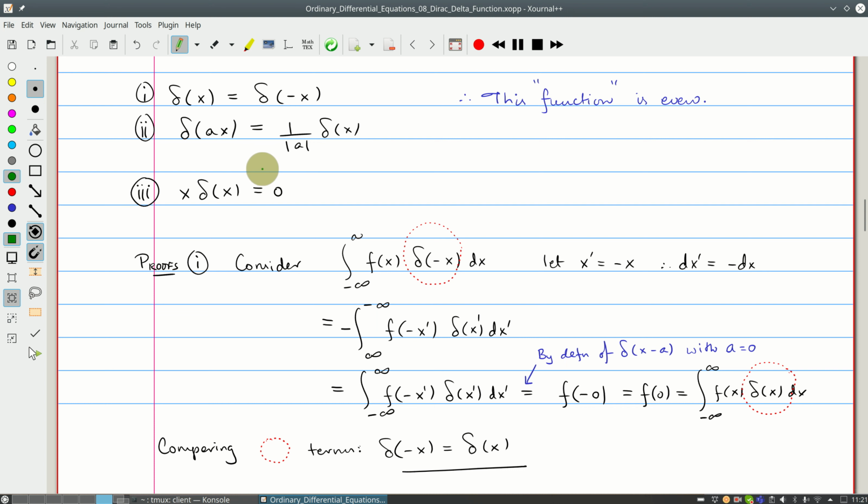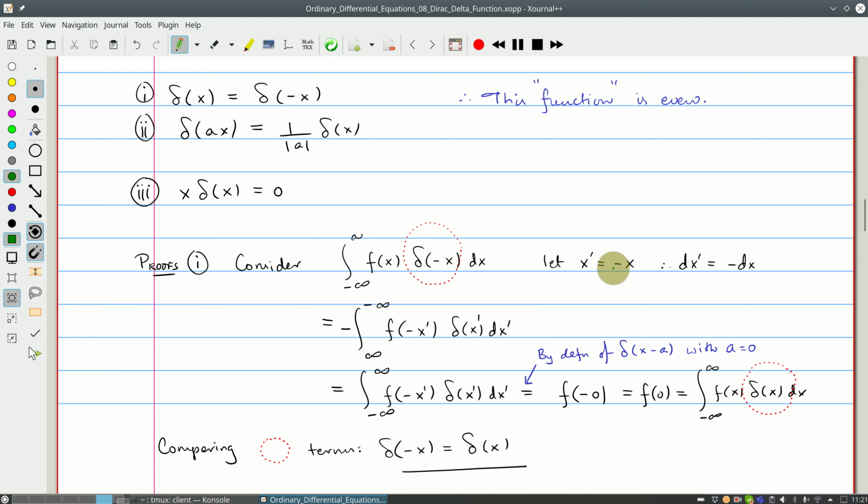So how do we prove these? Now pay attention to the ideas here, because these are common to any proof involving the Dirac delta. So if you want to prove that delta of x is equal to delta of minus x, let's start with the thing we want to simplify, delta of minus x, and put it under the integral. So we have the integral from minus infinity to infinity of f of x times delta of minus x dx. Now I don't know what to do with delta of minus x, but I know what to do with delta of x. So change variables.